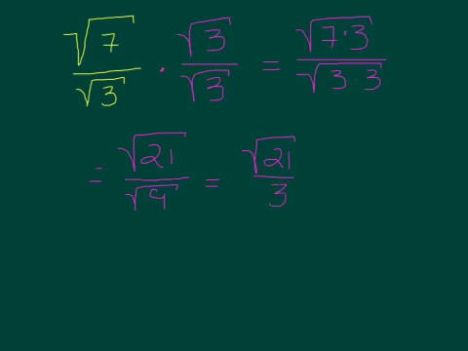And let's see if this can be simplified anymore. Can we simplify square root of 21? Well, we know that the factors of 21 are 7 and 3, which we saw actually just right here. And both those are prime numbers, so we can't factor that anymore to factor out any square roots. So this is our final answer.